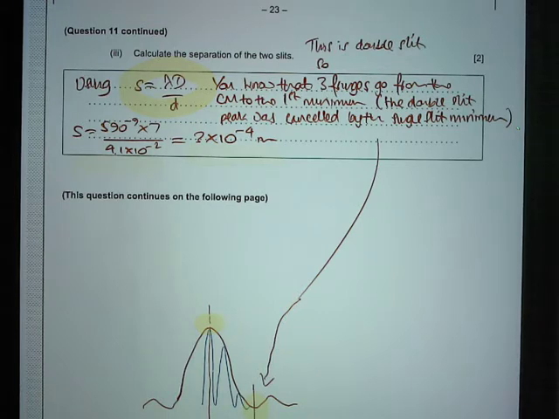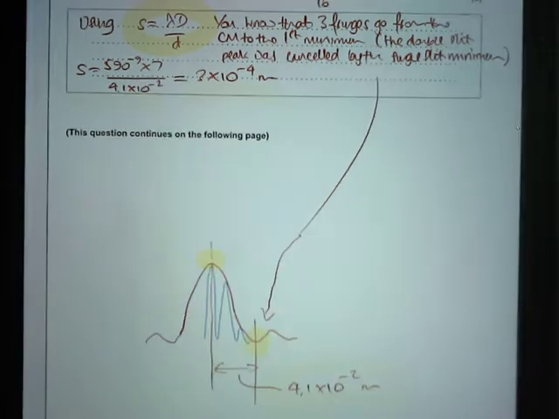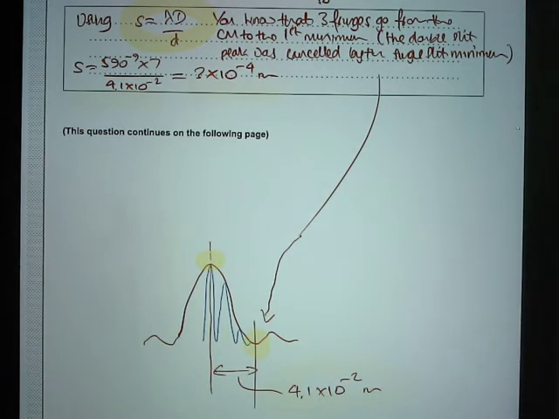So in fact, that actually is where the next double slit fringe would be, and that means you can do the 3 fringes and use a value of 4.1 times 10 to the minus 2 meters. As soon as you put that length then into s equals lambda D over d, you'll get the answer 3 times 10 to the minus 4 meters there.